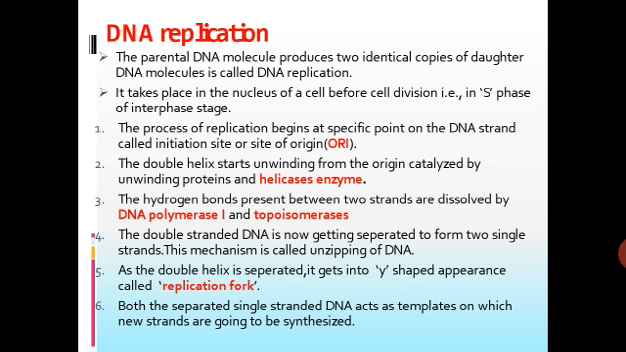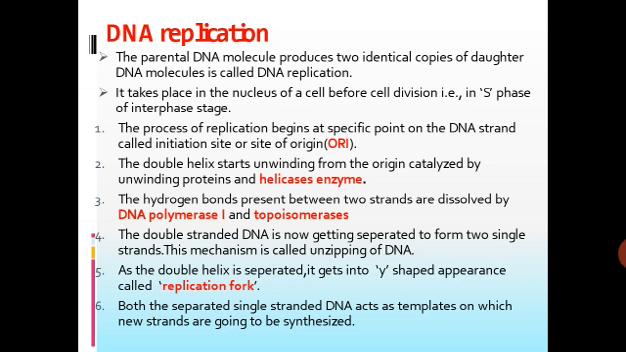The parental DNA molecule produces two identical copies of daughter DNA molecule, which is called DNA replication. DNA replication means it is producing its own replica. Its own copies are being produced, so it is called DNA replication. Now, when does this DNA replication take place?